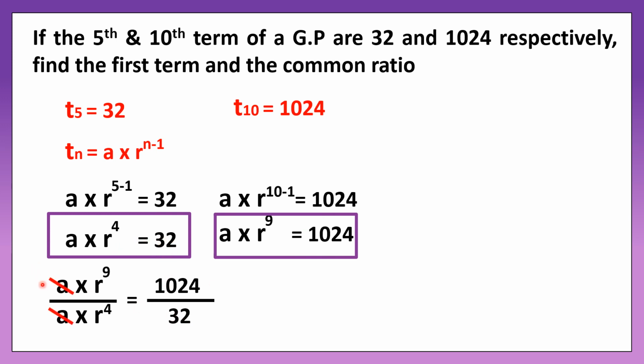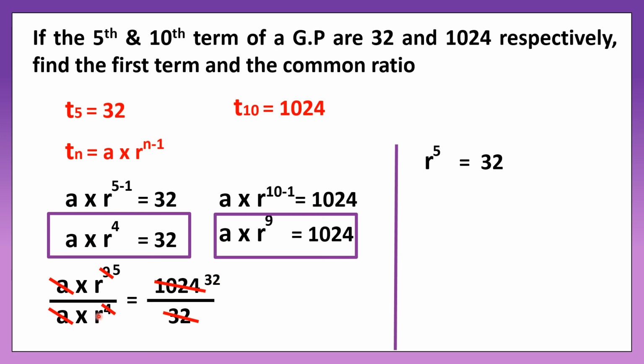Now this A and A get cancelled, and for the R, there are 4 R's in the denominator and 9 R's in the numerator. So we can take away the 4 R's from this 9. R raised to 4 is taken away from the denominator, and 4 R's are taken from the numerator, and that becomes R raised to 5. Here it is R raised to 0, that means it is 1, and here R raised to 5. And then we can divide this 1024 by 32. 32 into 32 is 1024. So here the remaining is R raised to 5 is equal to 32.